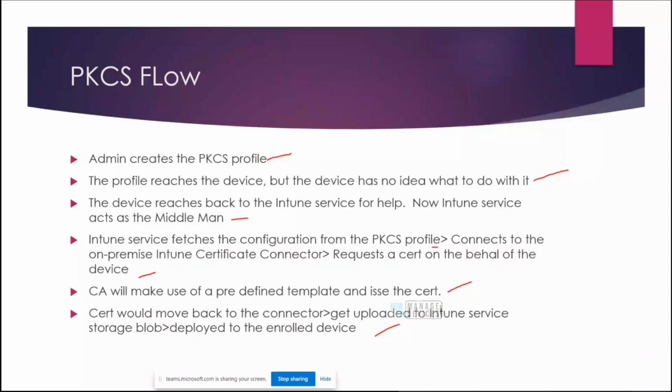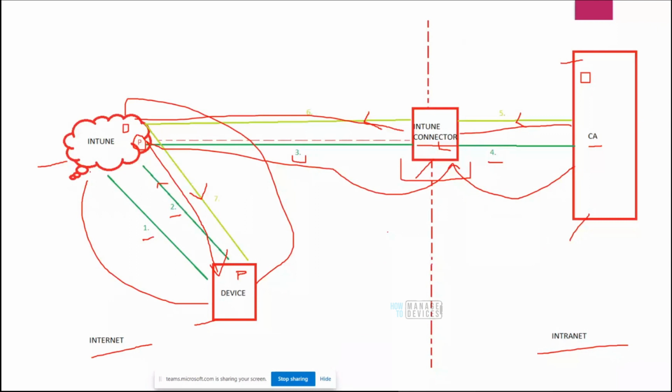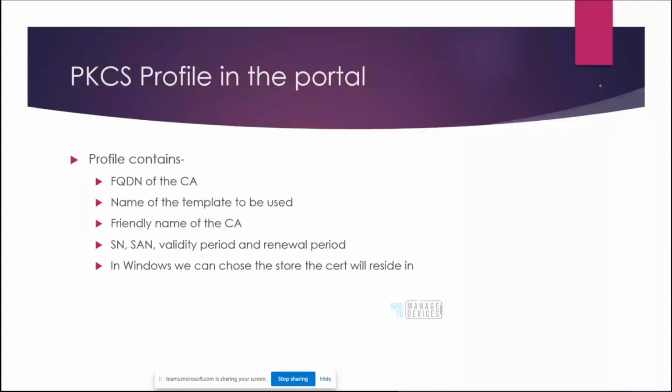So what does the profile contain? I already told you about the profile that we're creating over here. This profile contains the name of the certification authority, the FQDN of the CA, the name of the template which we intend to use to issue the certificates, as well as the subject name and the subject alternative name.